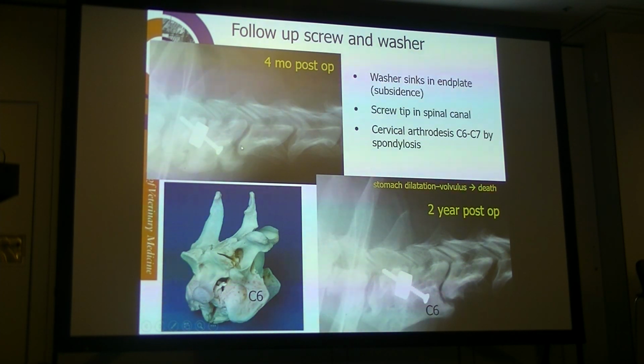And we followed washers along in time, and here you can see post-op at 4 months, and you can see subsidence of the washer in the vertebral body. We see huge spondylosis, so we get spinal fusion, but by spondylosis. We see slight migration of the screw tip into the canal, which is maybe worrisome, but it's still under the ligament here. This dog did not have any clinical signs, showed wonderful improvement, no neurological signs at that time.